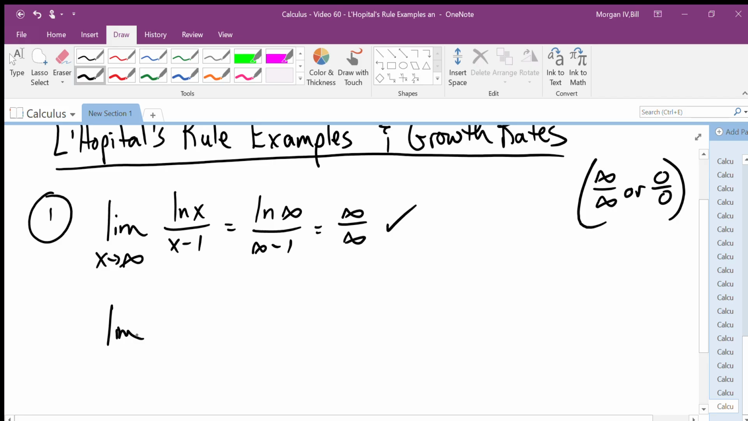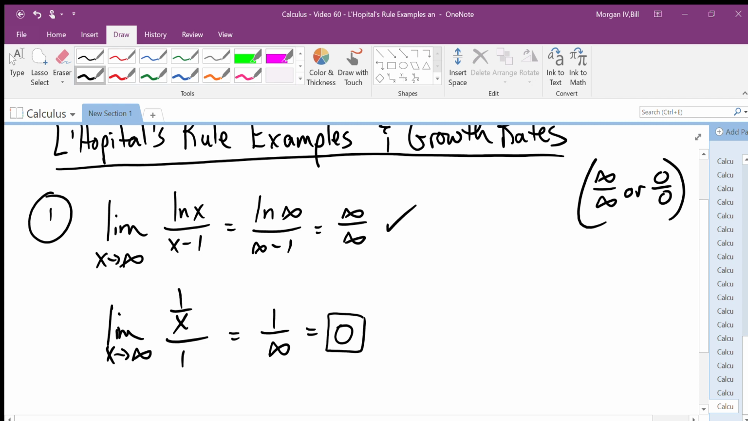We get the limit as x goes to infinity. Don't forget to write the limit each time. The derivative of natural log of x is 1 over x. The derivative of x minus 1 is just 1. And now if I plug in the infinity as direct substitution, I get 1 over infinity over 1, so just 1 over infinity. And if I have 1 divided by an ever-increasingly larger number, that goes to 0. So our answer here is 0.